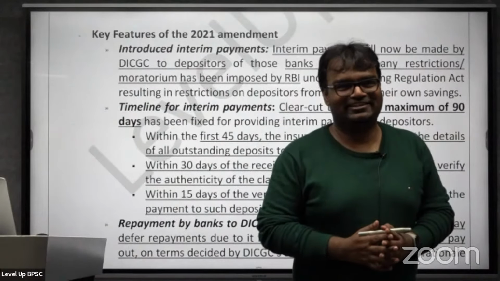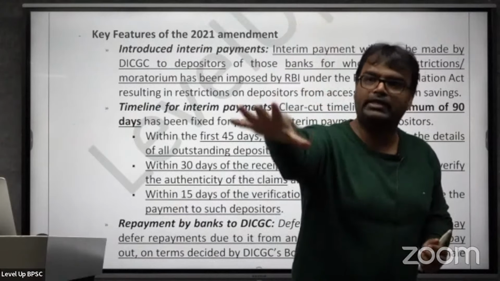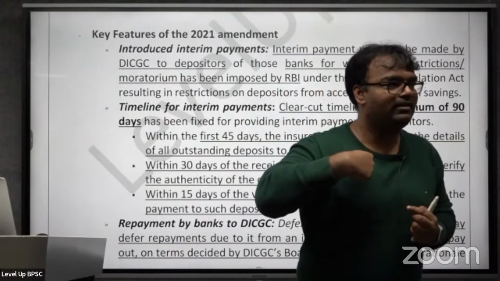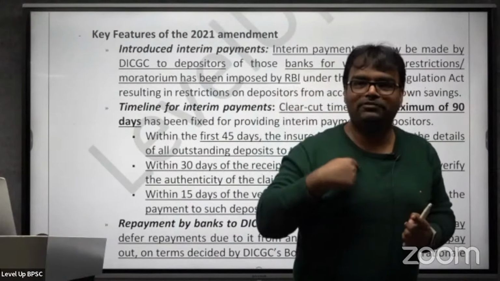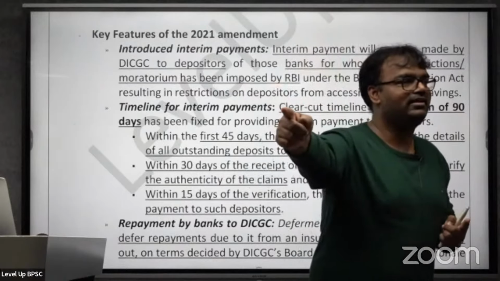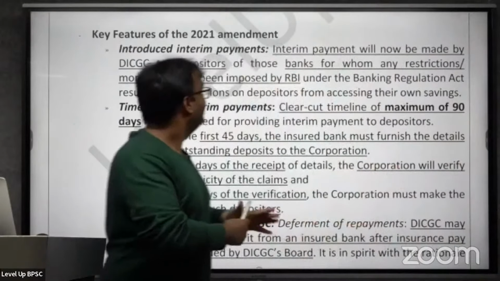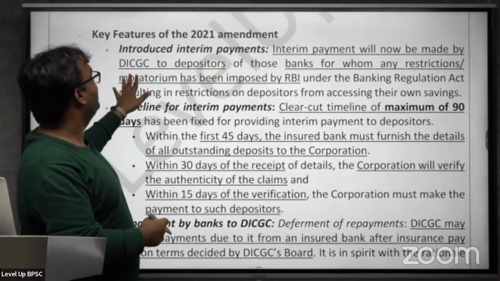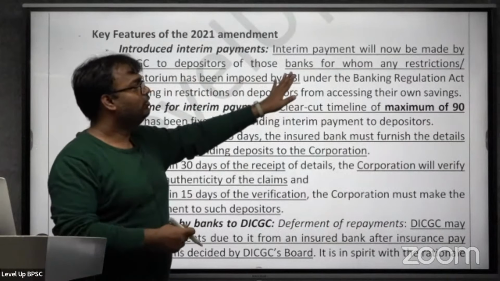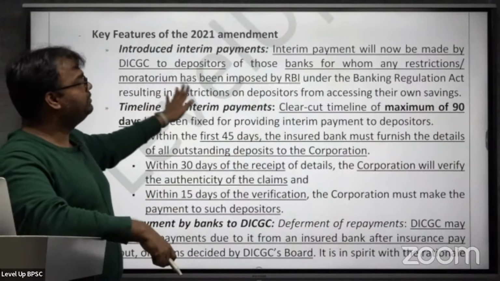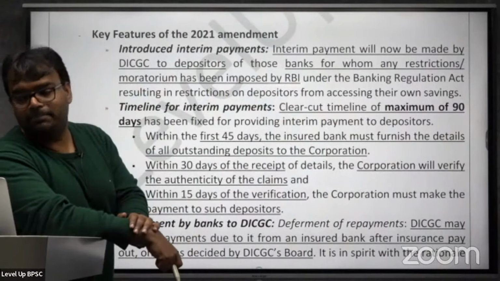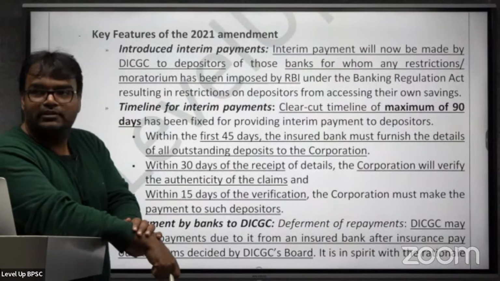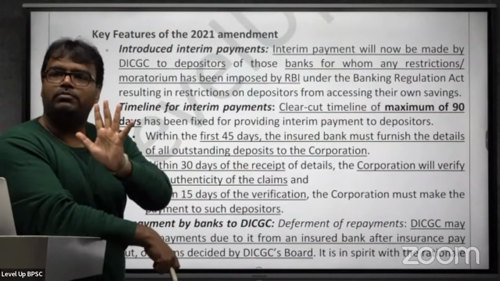बैंक अभी बस नहीं हुआ है, डूबा नहीं है. But because I'm not able to withdraw my money from there, my money is stuck there. After this amendment, interim payment will be made by DICGC to depositors of those banks for whom any restriction or moratorium has been imposed by RBI under the Banking Regulation Act. This is the most important reform. Now my money is not stuck.